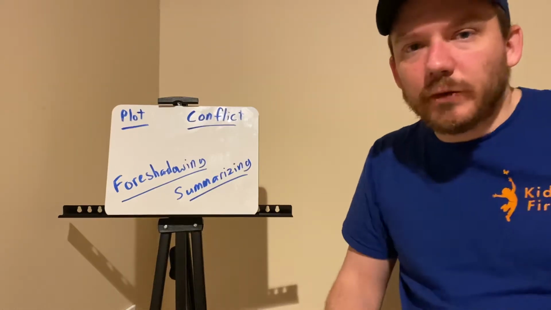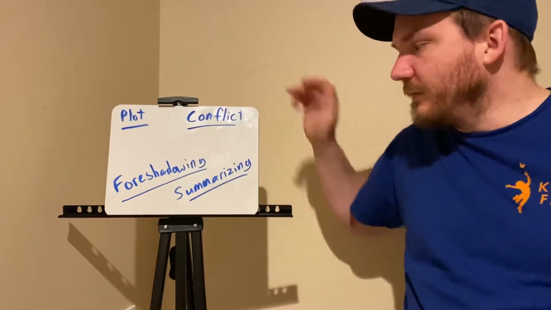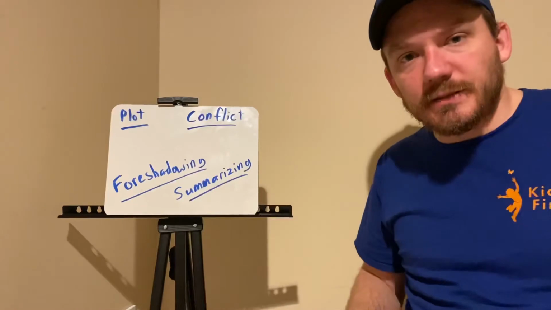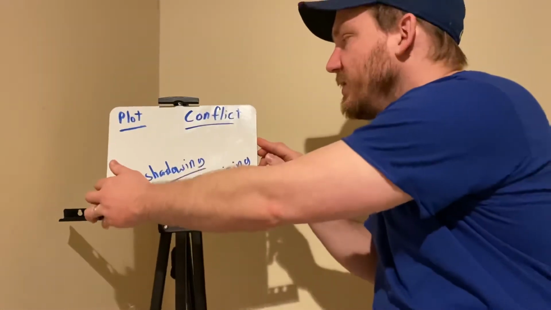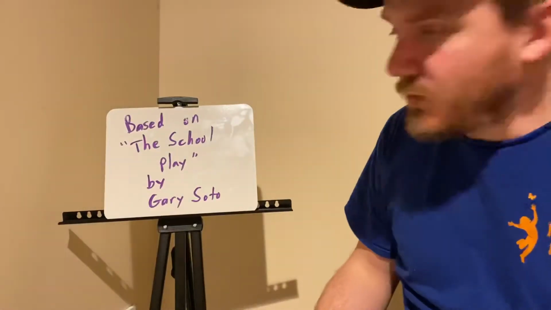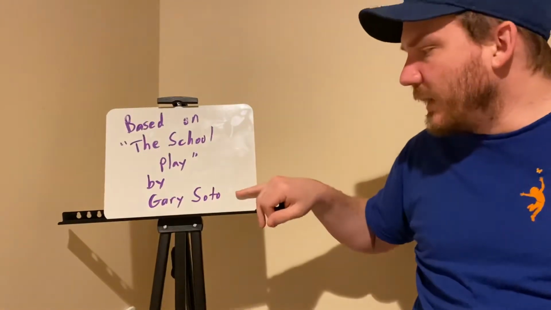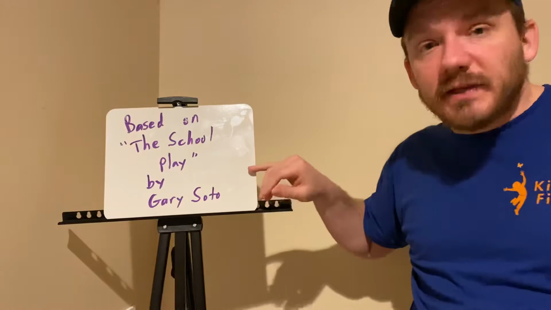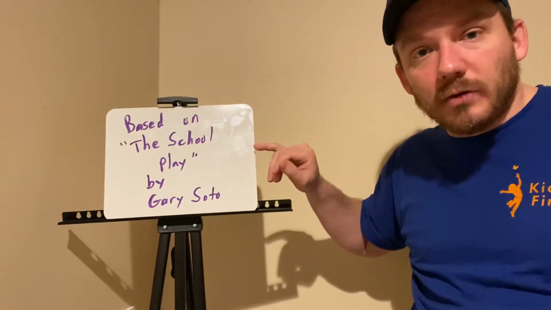In this lesson, we're going to talk about plot, conflict, foreshadowing, and summarizing. When we talk about these, it's going to be based on a short story called The School Play, written by Gary Soto.